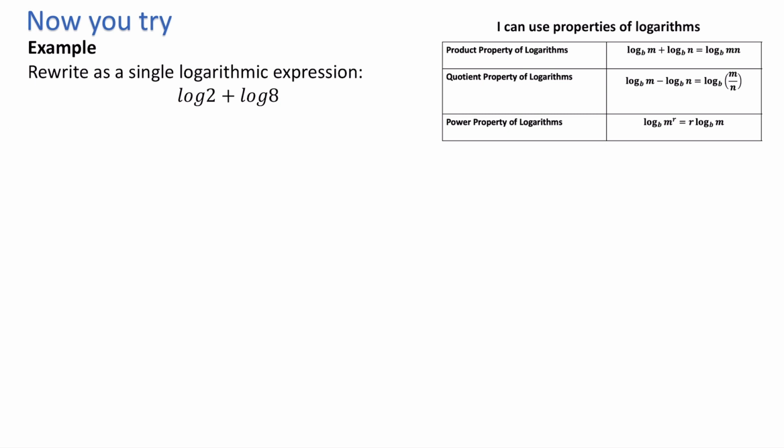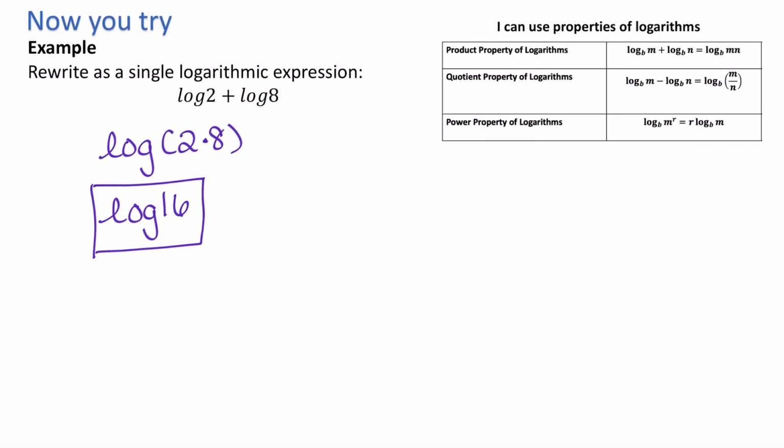Now you can pause the video and try rewriting this as a single logarithmic expression. Here we have two logs that are being added. They have the same base because they're both a common log, so you can multiply 2 and 8 together, and this becomes the log of 16.